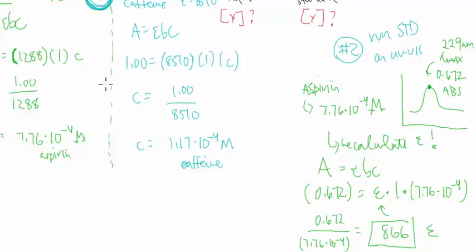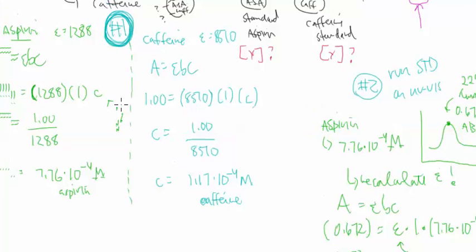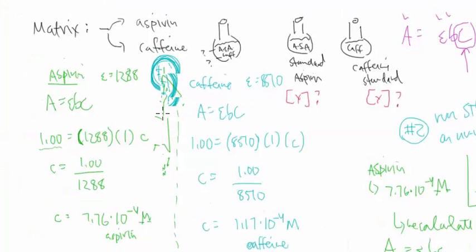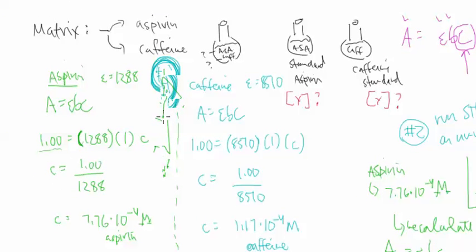Alright, so in the previous video, we took a look at an example where we were analyzing a mixture of aspirin and caffeine. And we said the first thing that we have to do is make standards, one for aspirin and one for caffeine, if that's what we're analyzing. And we have to figure out what concentrations we need in order to get that accomplished.